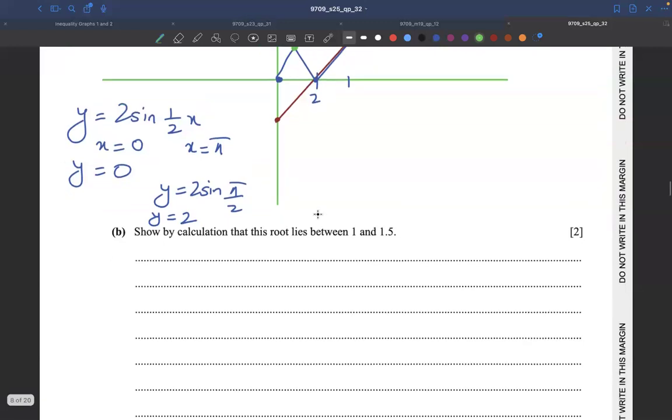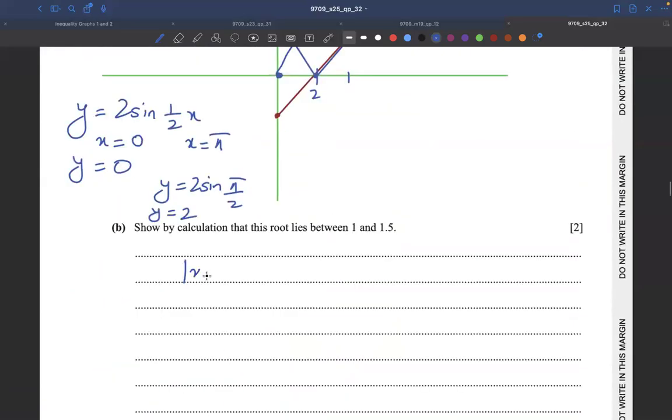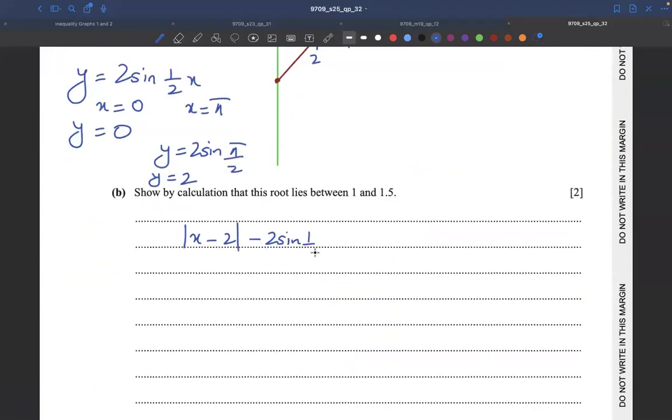Now it says show by calculation the root lies between 1 and 1.5. Now we can write our equation as modulus of x minus 2, minus 2 sine half x, equals 0. Let's first substitute x equals 1 over here. So 1 minus 2 would be minus 1 with the modulus sign, minus 2 sine of half. And then this will become positive 1 minus 2 sine of 1 upon 2 in radian form. And this answer is coming out as 0.04.